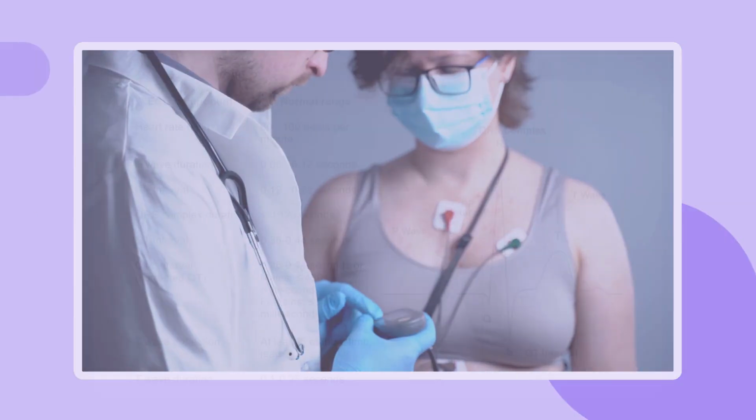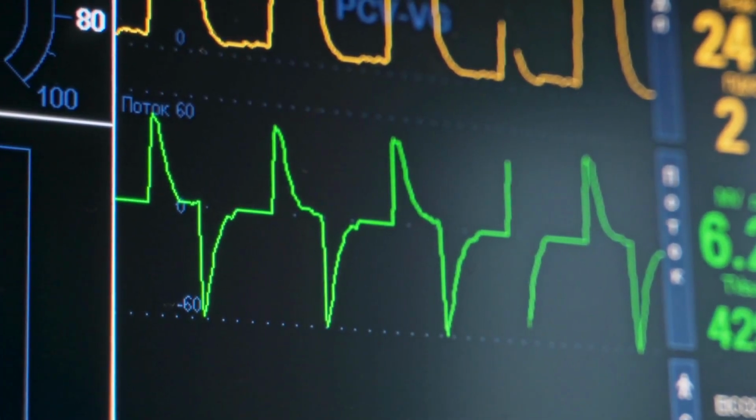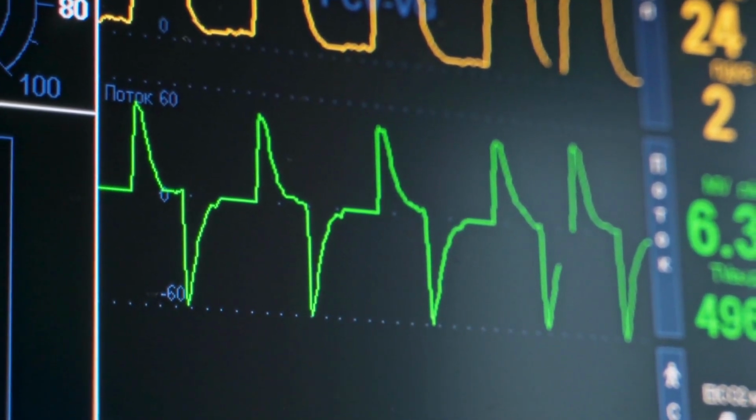A normal ECG values chart is a reference tool used to interpret these ECG results. It contains standard values for what is considered normal in an ECG reading. By comparing a patient's ECG results to this chart, healthcare professionals can quickly identify any irregularities.